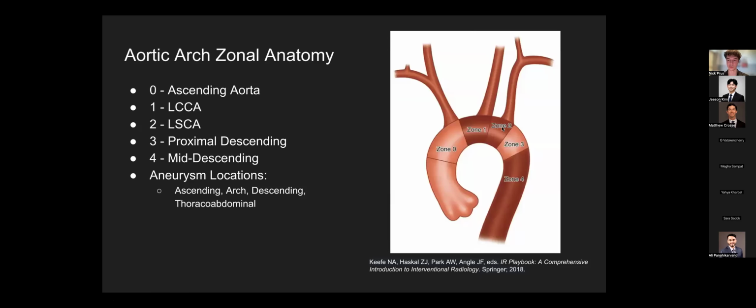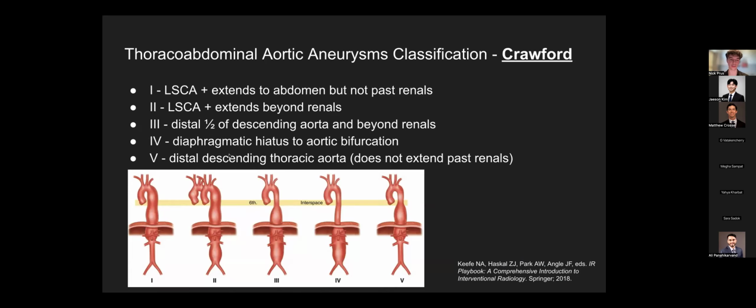This will be zone 2 and also including zone 3 and zone 4 and beyond. And this extends into the abdomen, but it does not pass the renals. The renals are around L1, L2. A type 2 Crawford also includes the left subclavian, but this extends past the renals and can even include the aortic bifurcation.